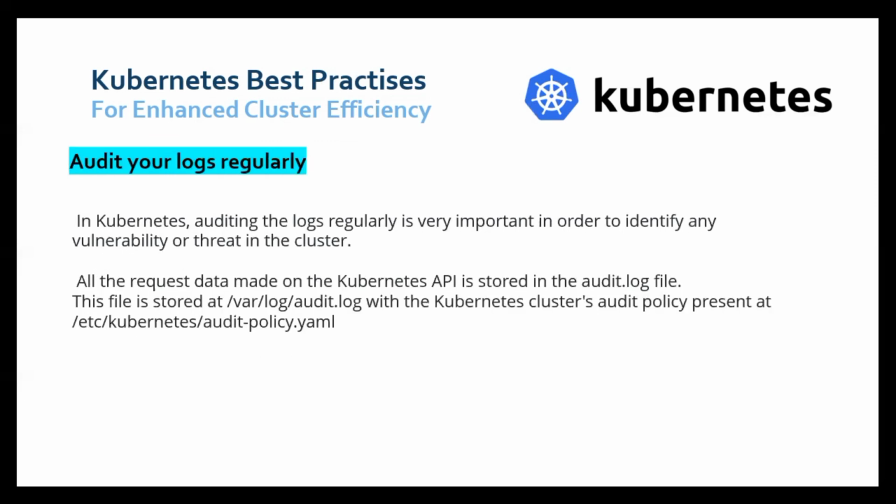Last is audit your logs regularly. In Kubernetes, auditing the logs regularly is very important in order to identify any vulnerability or threat in your cluster. It's simple: all the request data made on your Kubernetes API is stored in the audit.log file. You just have to enable that in the audit-policy.yml file, and then you can monitor that audit.log file from /var/log/audit.log. So these are, I would say, the best practices we would recommend you follow while working with Kubernetes.